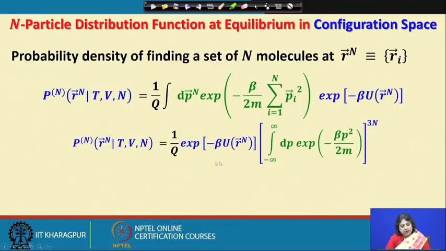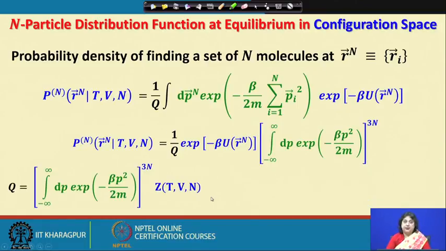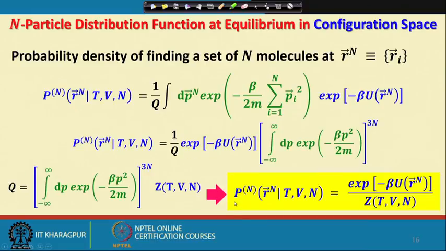Okay. Now, if that happens, I can very easily show that this is going to be nothing but the configuration dependent part unchanged, but with this integration part separately coming out. But if I use the definition of capital Q, we have already discussed this, I can simply have it separated into the integration over the momentum part and then the configuration integral. So, if I combine all these results, what I find is that the equilibrium n particle distribution function is dependent on e to the power of minus beta u divided by the configuration integral.